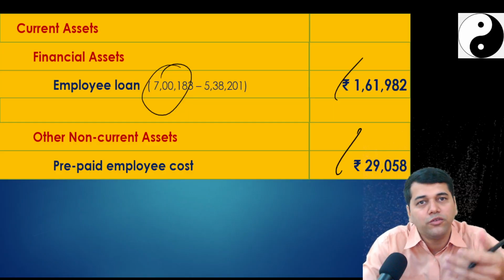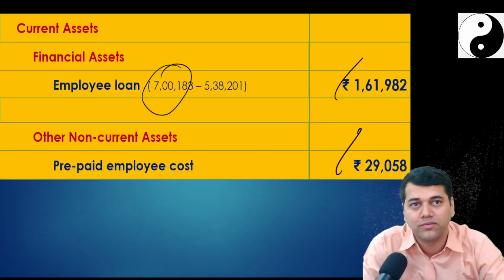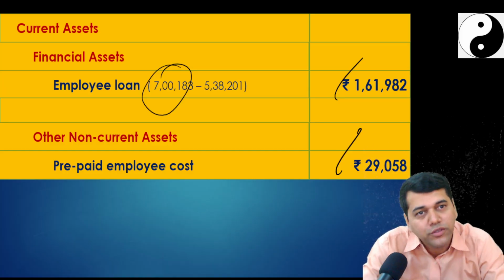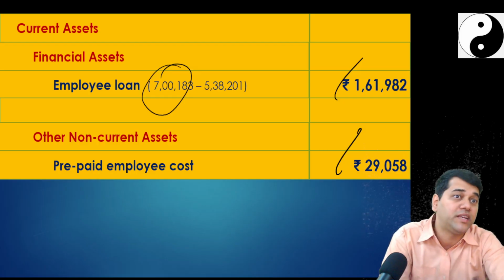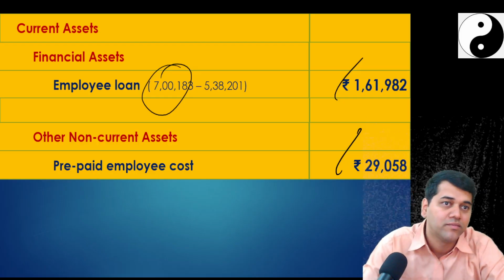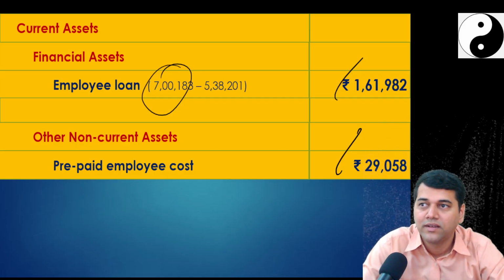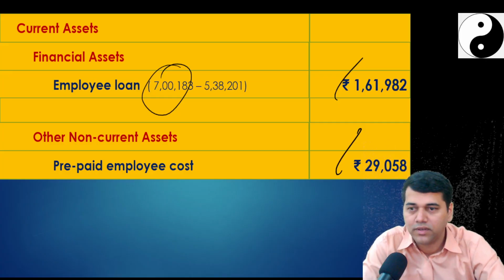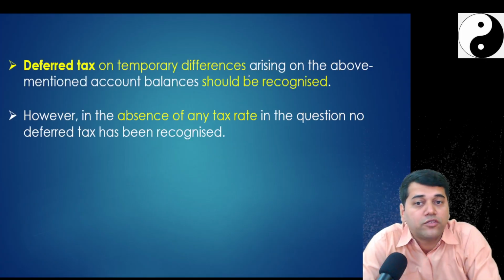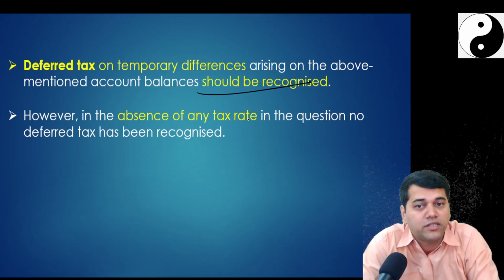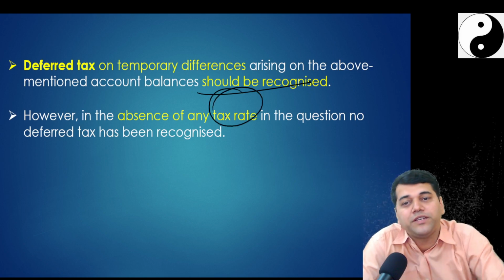And because of this, your loan balance is going to increase now. Because you received only the contractual amount, but what you claimed is interest at EIR, which will get settled at the end. Differential portion. Clear? Now, deferred tax on the temporary differences should have been recognized, and in the absence of the tax rate, we didn't do it.